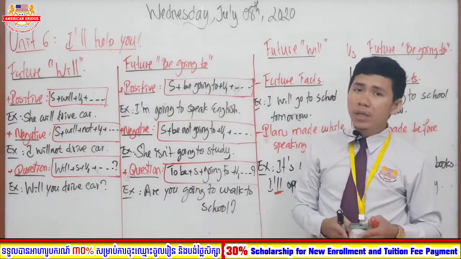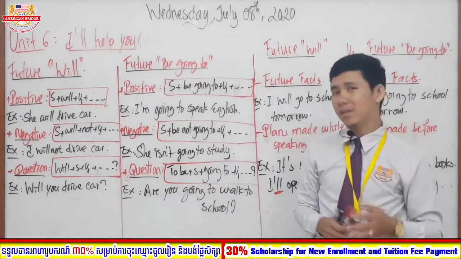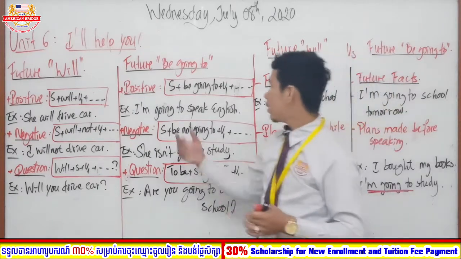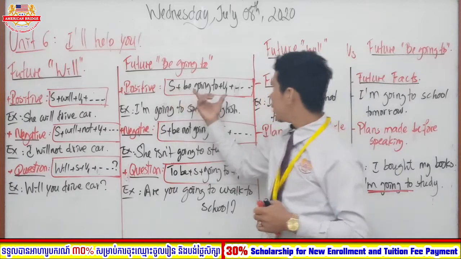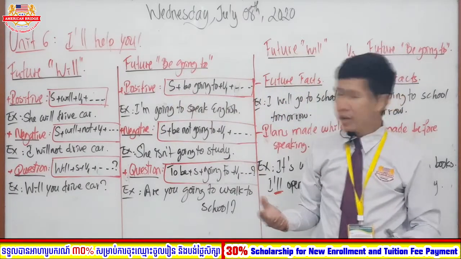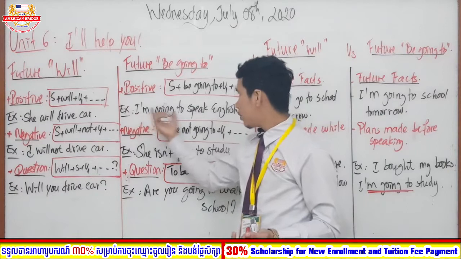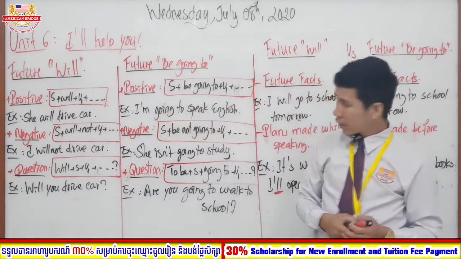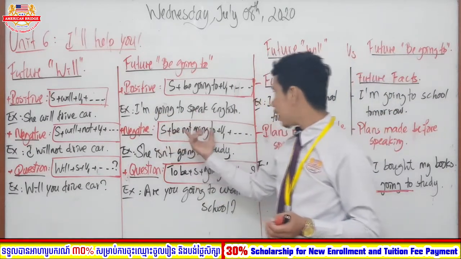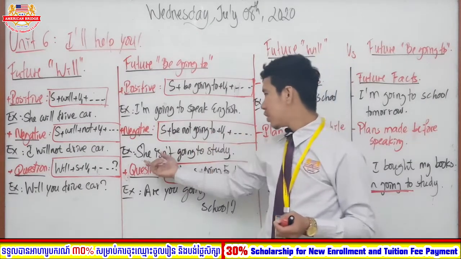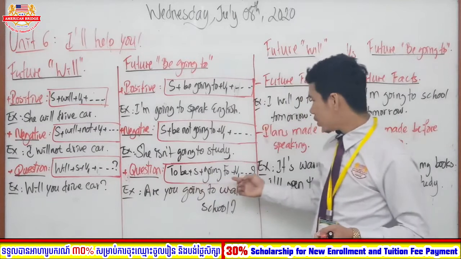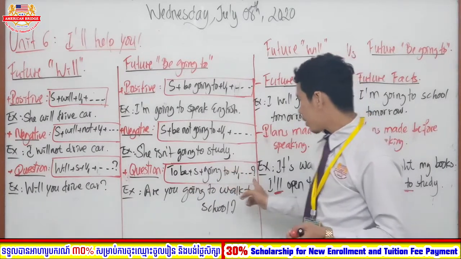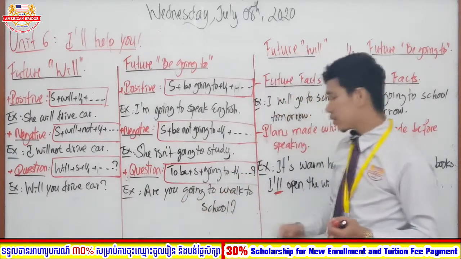Okay, the next one is talking about the future be going to. In the future be going to, we have three formulas in the same way, okay? The first is positive, negative, and question. In positive, we have subject plus be going to plus verb 1 and so on. For example, I'm going to speak English. In negative, subject plus be not going to plus verb 1. She isn't going to study. And question: to be plus subject plus going to plus verb 1, question mark. Are you going to walk to school?